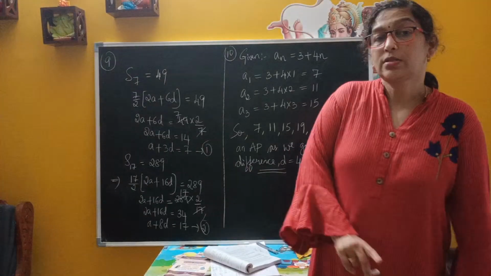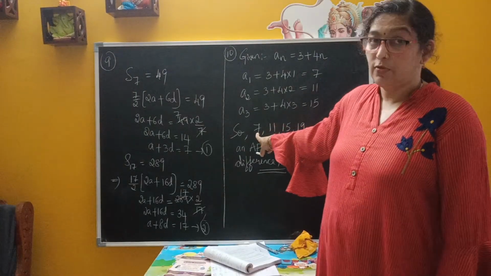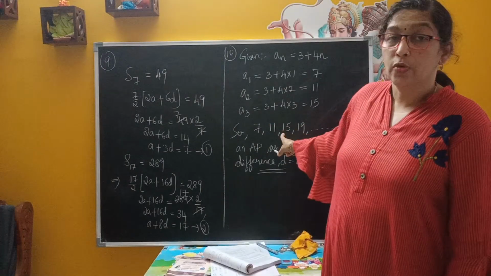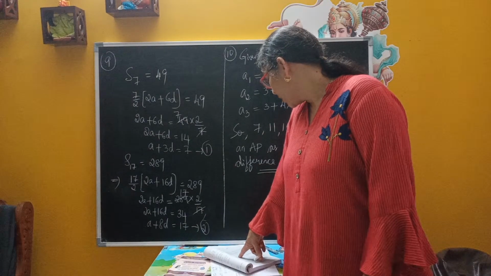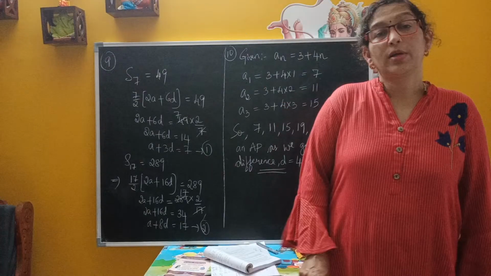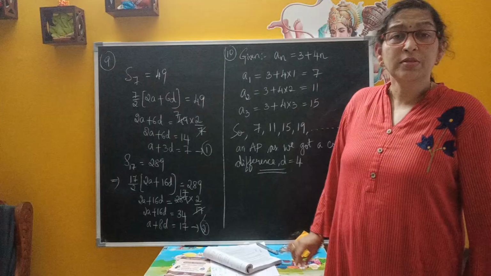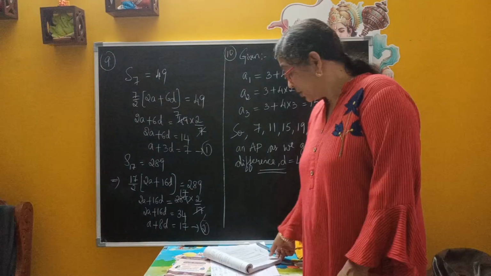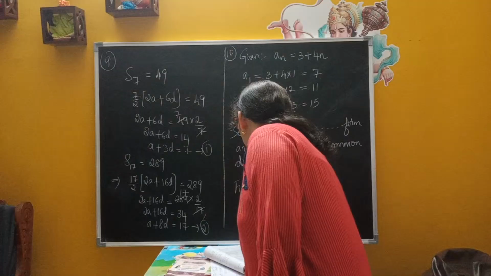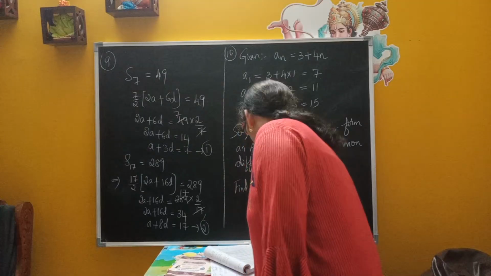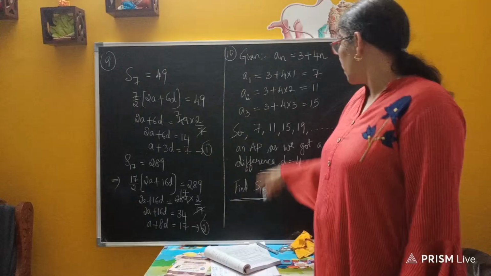How do you find the sum of first 15 terms? Take the value a is equal to 7, d is equal to 4, n is equal to how many terms are here? Sum of 15 terms, n is equal to 15. So find S15 using the formula. Very simple, no? Yes. So we need to find S15 next, for this AP.